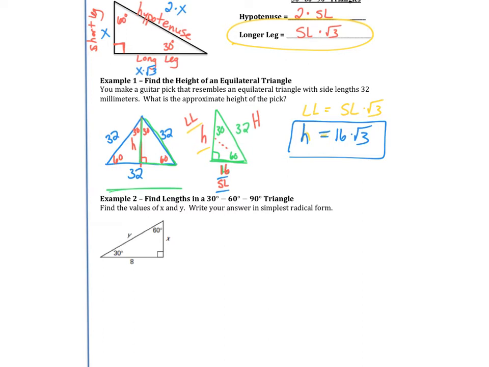You could obviously type this in your calculator and find out the height to decimal. Let's go ahead and do that. So if we type in 16 times the square root of 3, we'll get that the height is approximately 27.7. And this is in millimeters, so m for millimeters. So it's 16 square root of 3 if you want to be exact, and 27.7 if you want to type it in a calculator and round it.